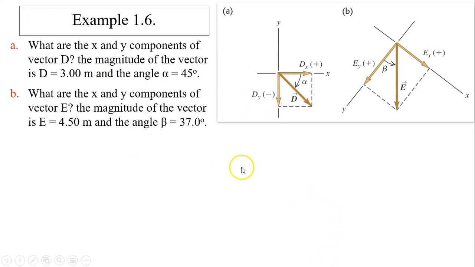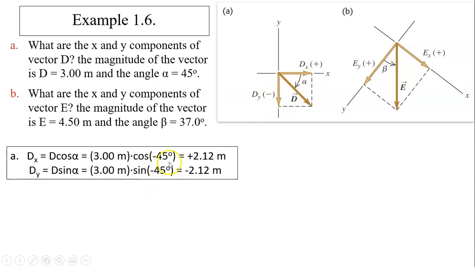Let's do an example. What are X and Y components of vector D and vector E? They are given vectors. So as you can see, D is in the fourth quadrant, so X should be positive and Y is negative. You can use alpha as negative, it's given to you automatically, but if you use just a positive 45 degrees, you have to pay attention. DY should be negative because it's in the fourth quadrant.